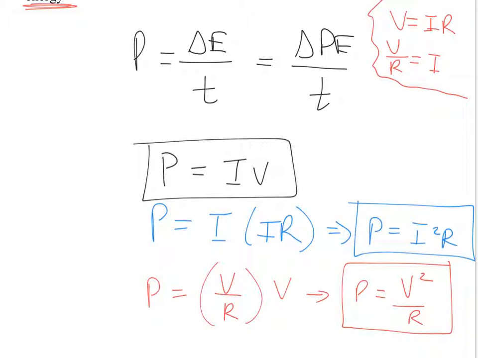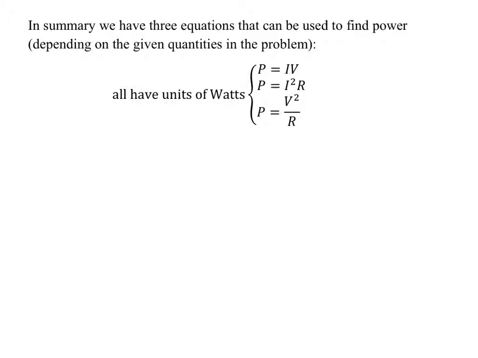If you have current and resistance, 1, 2, or 3? Anybody? Current and resistance. What would you use? Not 1. 2, right? Remember, this is current, and this is resistance. And then the last one would be current and voltage, and obviously, that's the first one. Okay? So in your formula sheet, you're going to see that I think I did something like this. Yeah. Okay? Those are the three different formulas for power.